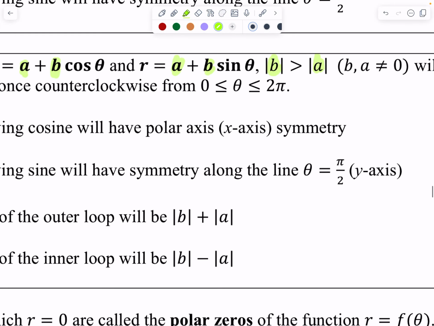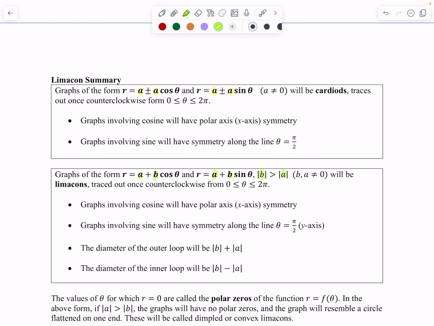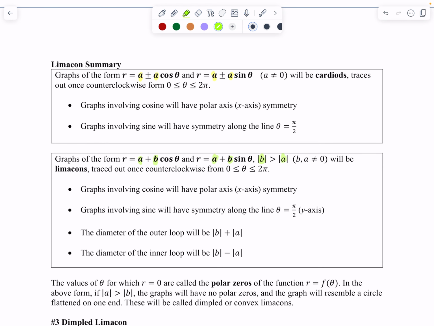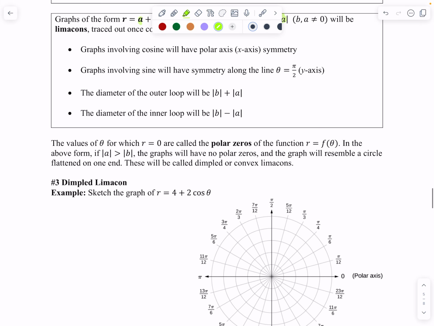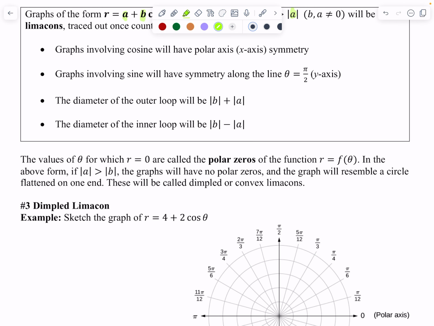Okay, and you can see these rules for the loops. It's not something you have to pay too much attention to, especially if you're using our method of graphing and referencing the graph of the sine or cosine equation in the xy plane. So the values of theta for which r is equal to 0 are called polar zeros of the function r equals f of theta, and that should make sense, right? Whenever r is equal to 0, the point would be at the pole.